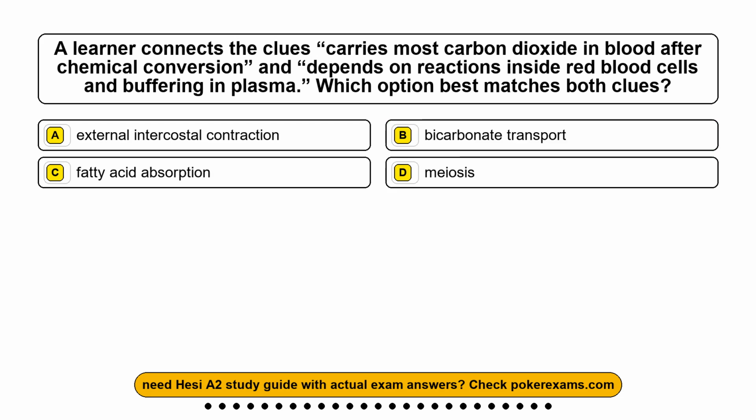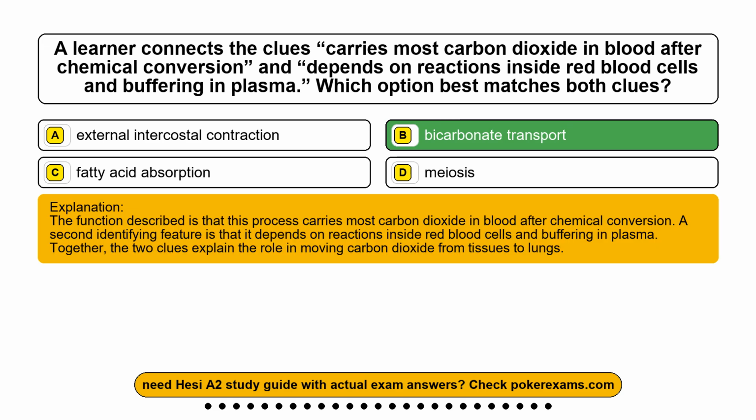Question 6. A learner connects the clues, carries most carbon dioxide in blood after chemical conversion, and depends on reactions inside red blood cells and buffering in plasma. Which option best matches both clues? Option A, external intercostal contraction. Option B, bicarbonate transport. Option C, fatty acid absorption. Option D, meiosis.